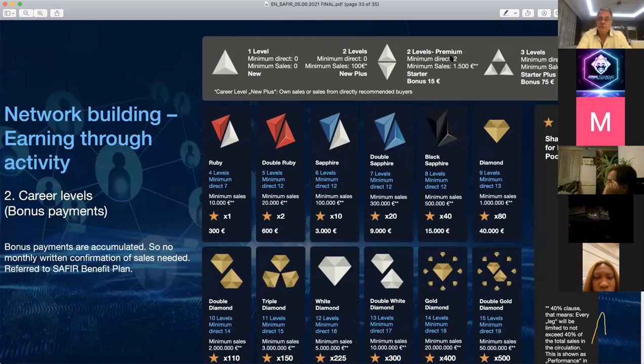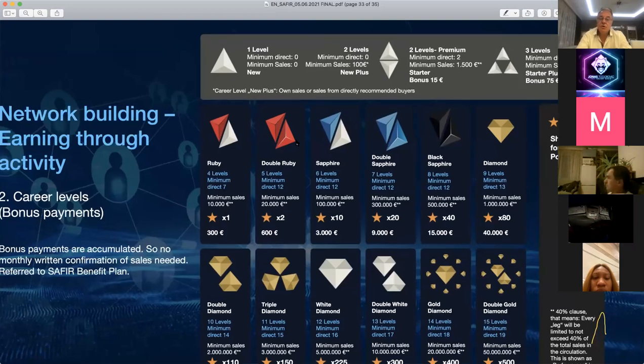Second level premium has 2 directly referred persons and an accumulated sales volume of 1,500 euro. That gives me a starter bonus incentive of 15 euro. To unlock the third level, which means I get paid 9%, 8%, and 7%, I need to have 4 directly referred persons and an accumulated sales volume altogether of 5,000 euro. That gives me a starter bonus incentive of 75 euro.